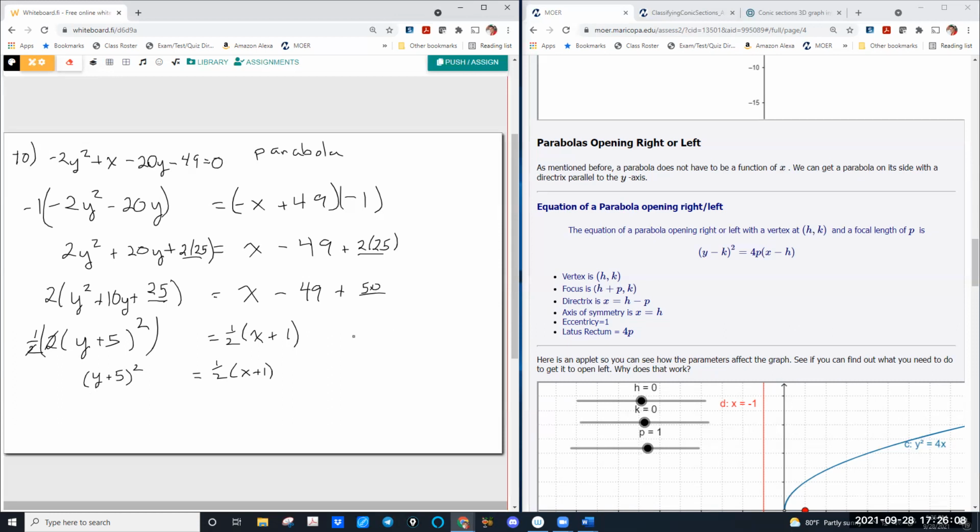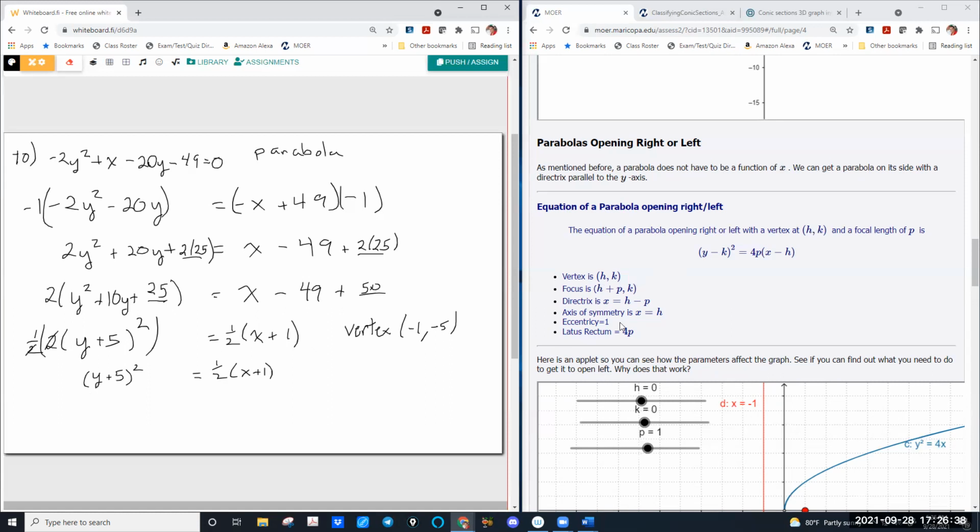All right, now we identify the pieces. So for instance, the vertex, h comma k. So h is always teamed up with the x term. That goes for all of these. And notice the sign is opposite. So -1. And same thing with the k. The sign is opposite and it's teamed up with the y term, -5.